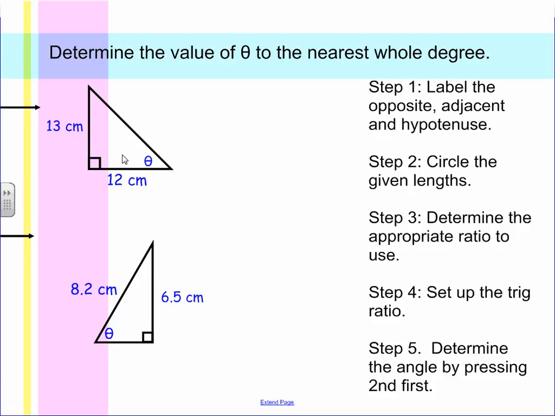Here's two triangles. Your first step is always label it. So this is my opposite, my hypotenuse, my adjacent. My second step is to circle the sides that I'm given. So I'm given my adjacent and I'm given my opposite. Step 3 is I have to figure out which trigonometric ratio to use. To figure that out, I use my checklist of SOHCAHTOA.